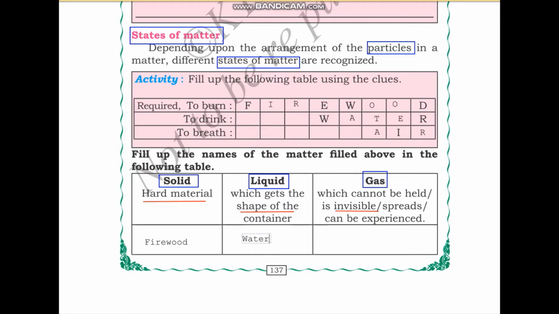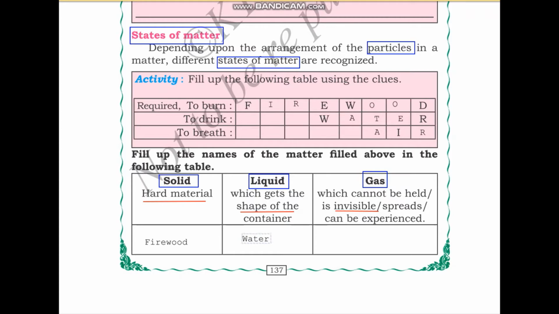Next, we know we need air to breathe, and we cannot hold air in our hands, correct? It is also invisible. Also, it spreads. In the previous part we had an activity where we thought about opening a fragrance bottle. When you open a scent bottle, you can smell it in your nose. This is because the fragrance spreads to your nose. So air is something that also spreads.